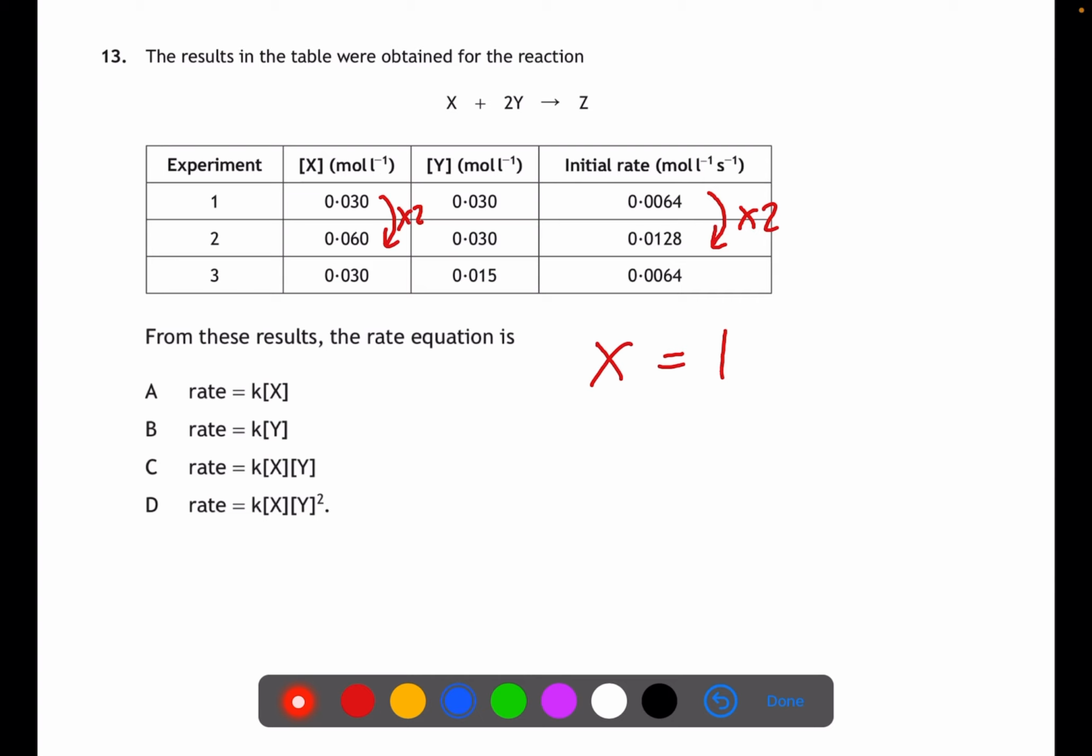If we look now at experiment 1 and 3, we can see the concentration of X doesn't change, but the concentration of Y doubles between 3 and 1. If we have a look at the rate, we can see that it doesn't change. This means that for Y, the order of reaction is 0. Therefore, the correct answer is A. Rate equals K multiplied by the concentration of X.